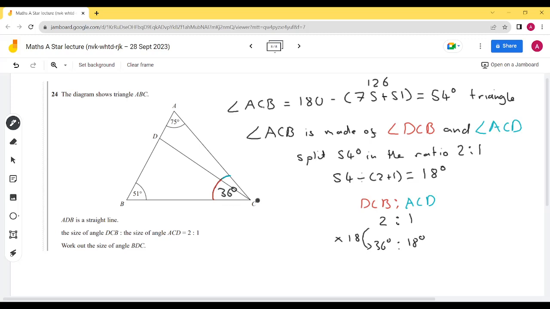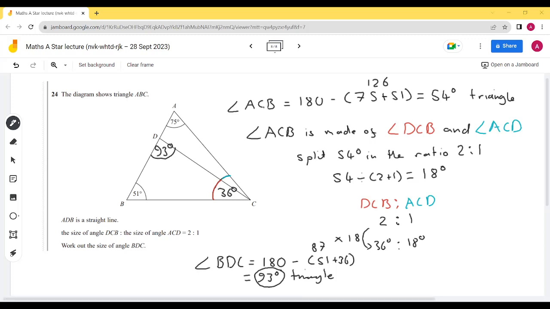And so now we've done that, we can finally work out angle BDC, which equals 180 minus 51 plus 36. Because within the big triangle we've got two triangles, and all of the individual triangles add up to 180. So 51 plus 36 gives us 87, and so equals 93 degrees. And again, it's the same rule as before. It's a triangle. So our final answer is 93 degrees.